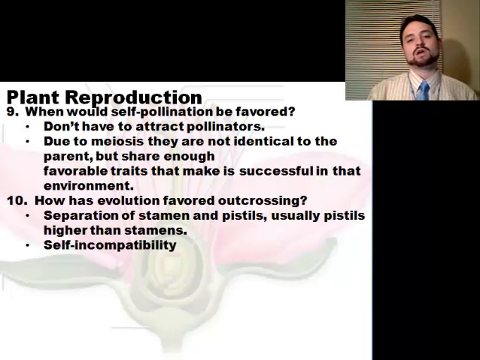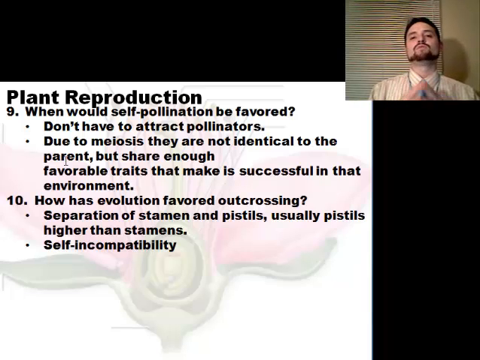You don't have to worry about wind, and if the wind doesn't blow much this year, whether you get to reproduce, stuff like that. You're able to contain it all inside of a structure where it will reproduce. Now, due to meiosis, they're not identical to the parent, but they share enough favorable traits that make it successful in the environment. So this is still sexual reproduction, even though it's self-pollinating, and that's sometimes hard to understand.